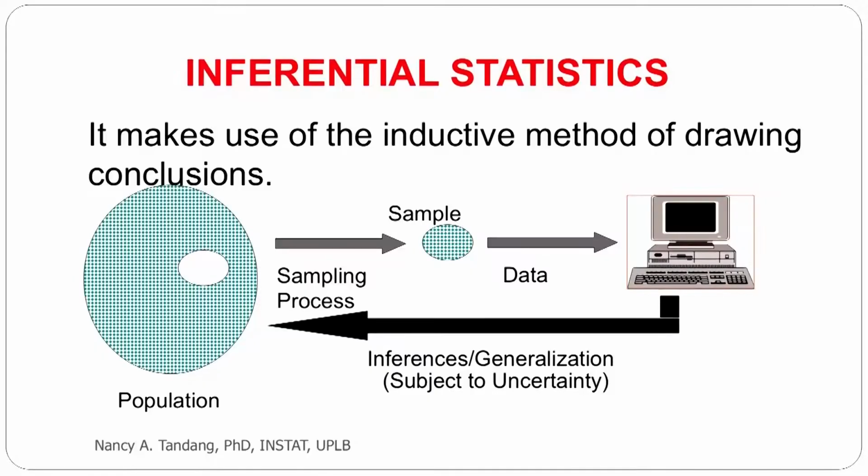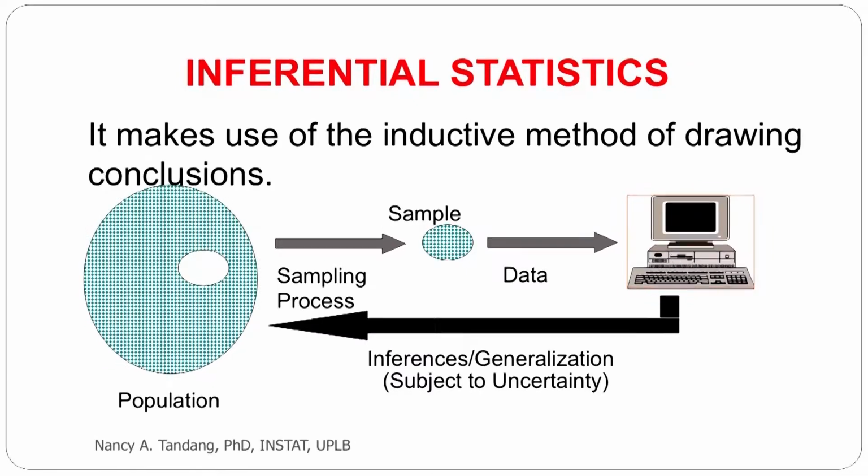Kanina po pinag-usapan natin yung inferential. Okay? So pag sinabi mong inferential, meron kang population, then magdodraw ka ng sample. Tapos from the sample, magkakaroon ka ng analysis, then yung result ng analysis mo, na nakabase sa sample, gagamitin ko siya to generalize the characteristic of the population. Yun yung cycle ng inferential.